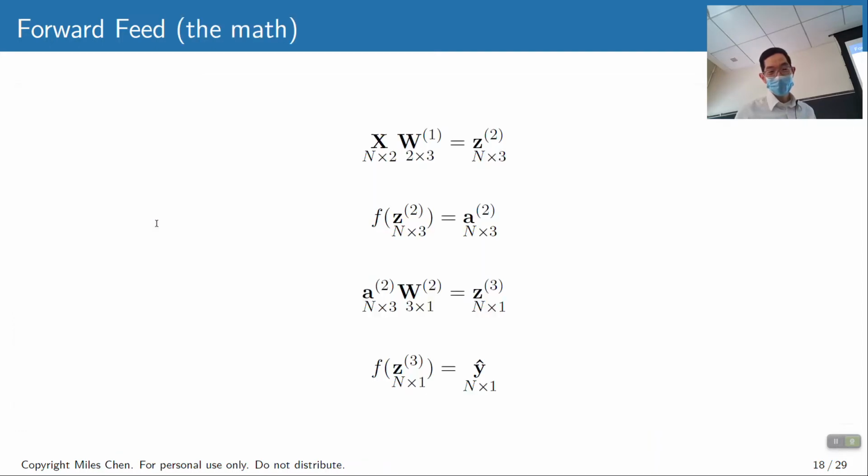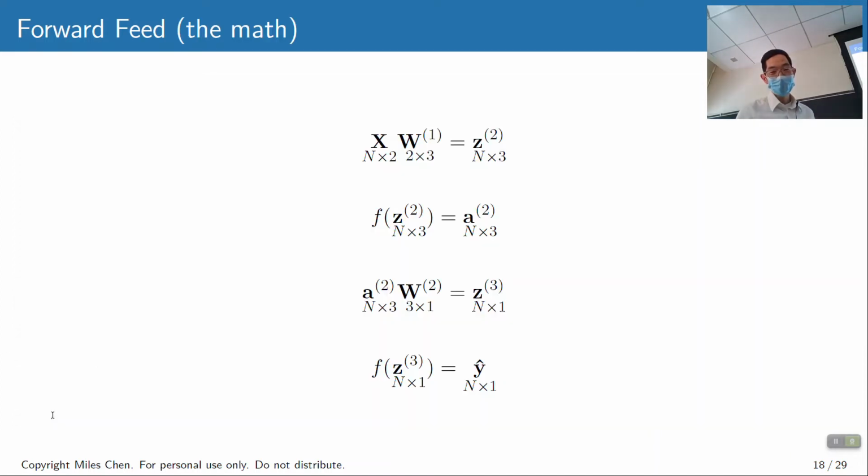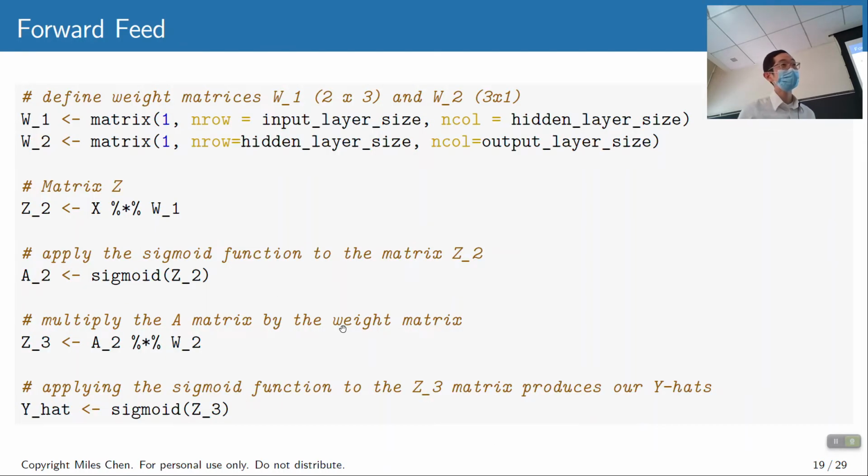And so forward feed is just these matrix multiplication operations. X times W1 produces, I'm going to call this Z2. I apply sigmoid to Z2, and that gives me A2. A2 matrix multiplied by W2 gives me Z3, and sigmoid of Z3 gives me Y hat. So this is just a matter of doing these operations right here.